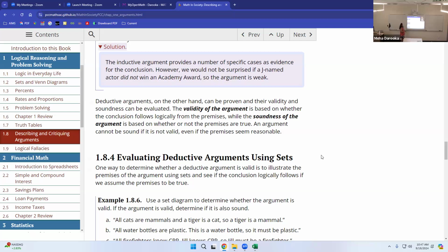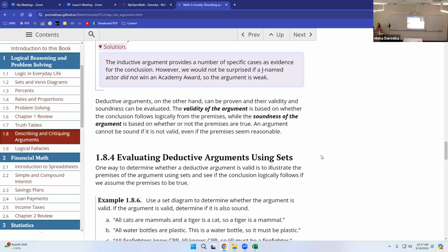So validity is, does it have a logical path, following from the premises to the conclusion? Does it follow a logical path? Soundness is saying, are your premises true or not? So based on that, the last one here is important to remember: an argument cannot be sound if it is not valid. So if there's no logical transition happening, you cannot say an argument is sound if it's not valid to begin with.